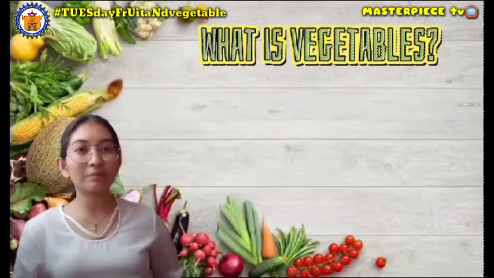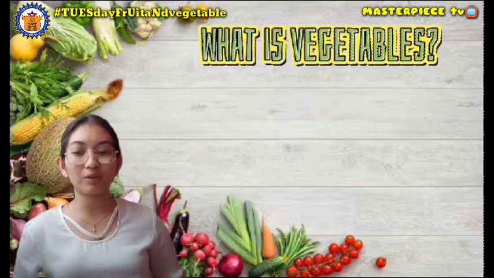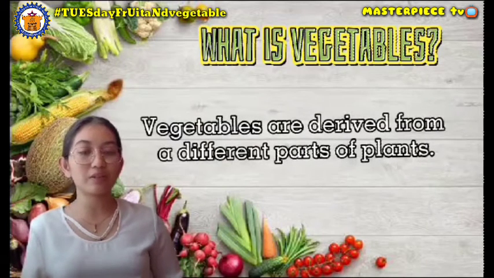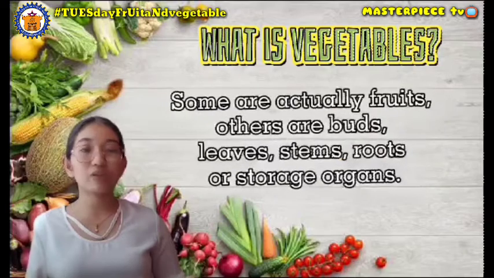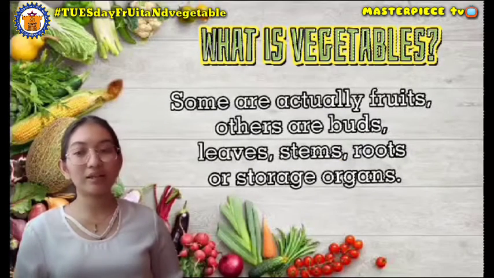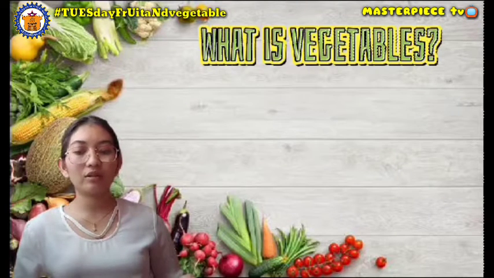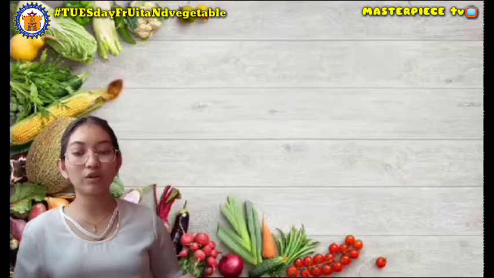Before we continue to the classifications of vegetables, let us first determine what is vegetable. Unlike fruit, which are derived from flowers, vegetables cannot easily be defined. Vegetables are derived from many different parts of plants. Some are actually fruits, others are buds, leaves, stems, roots, or storage organs. Where the vegetables come from on the plant affects how well it stores and many of its sensory qualities.